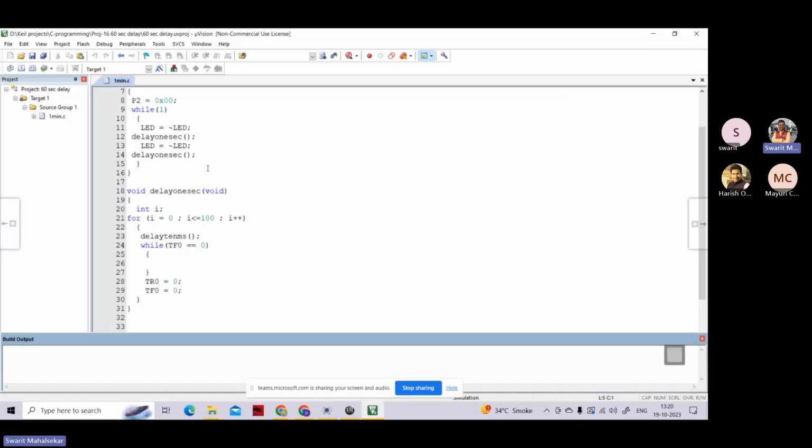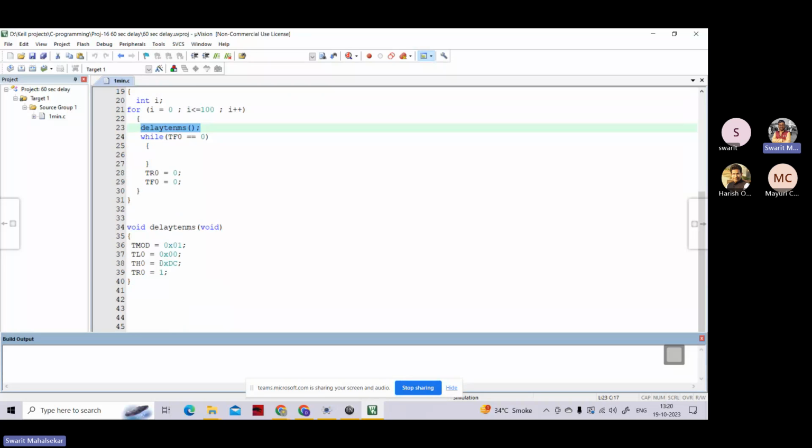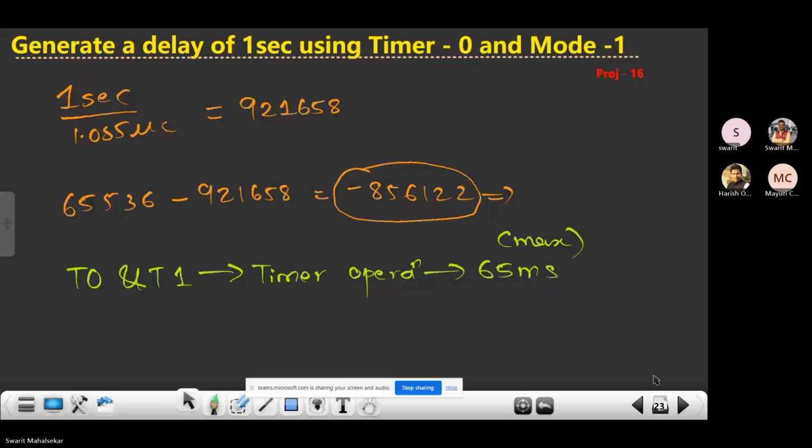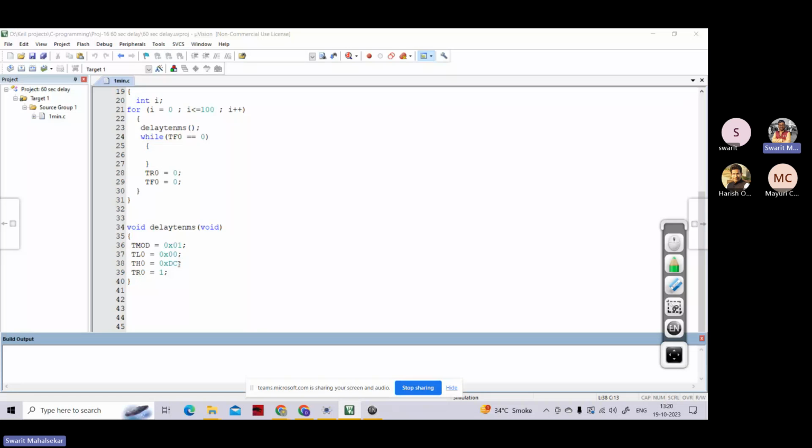And then you see over here, I had used a for loop. For i is equal to 0, i is less than or equal to 100. Then we are calling a 10 millisecond delay. So it will go into this particular function, and over here I had already assigned these particular values. If you want, you can cross check it over here. You see TL0, TH0, right?